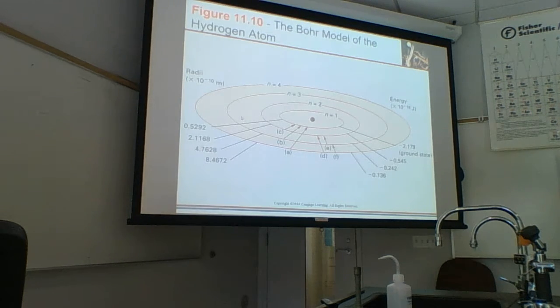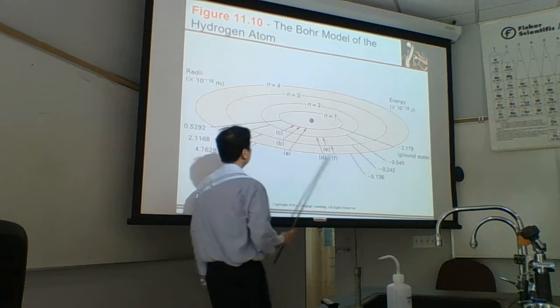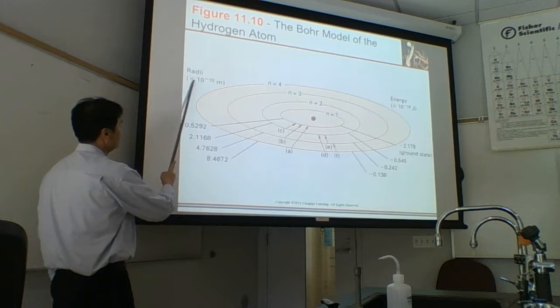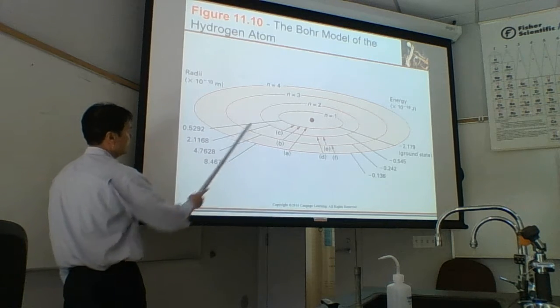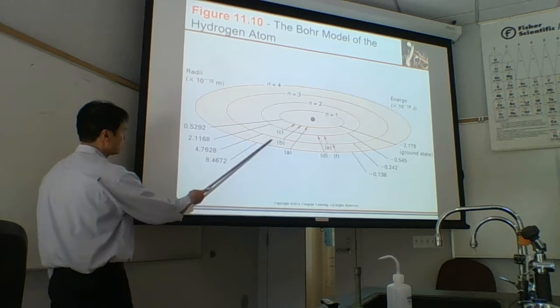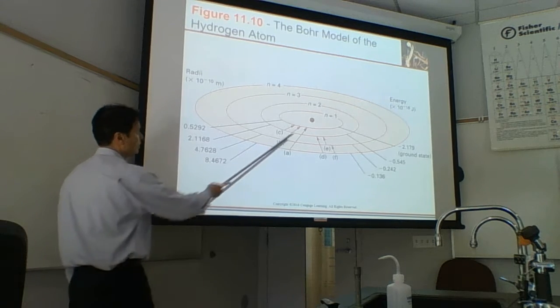And so this is what it looks like, and we can map this out using energies and whatever else. These are the energies over here in terms of joules. And then we have a radius, in terms of angstroms. The first orbit here is half an angstrom. The second orbit is 2 angstroms. The third orbit is about 5 angstroms. The fourth orbit is about 8 angstroms away from the nucleus.